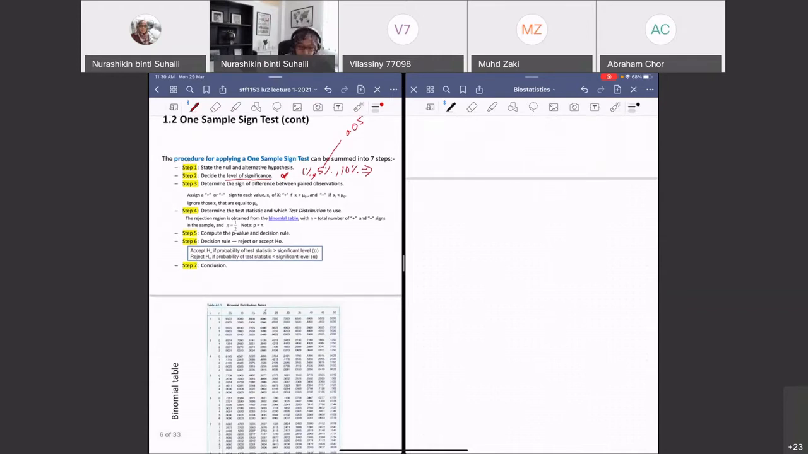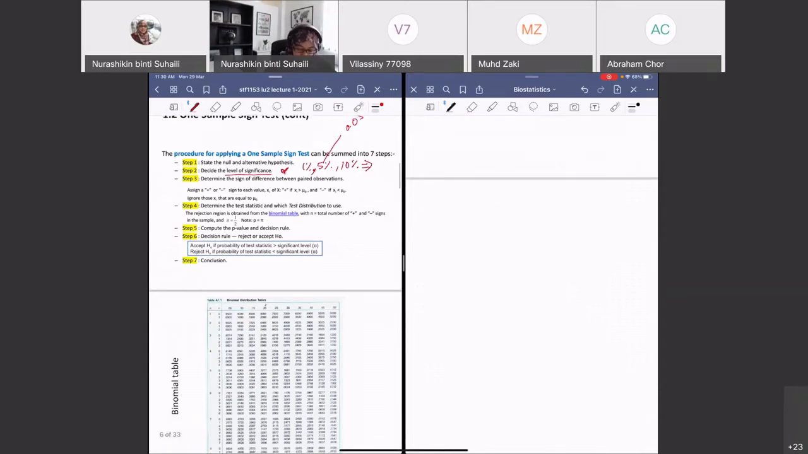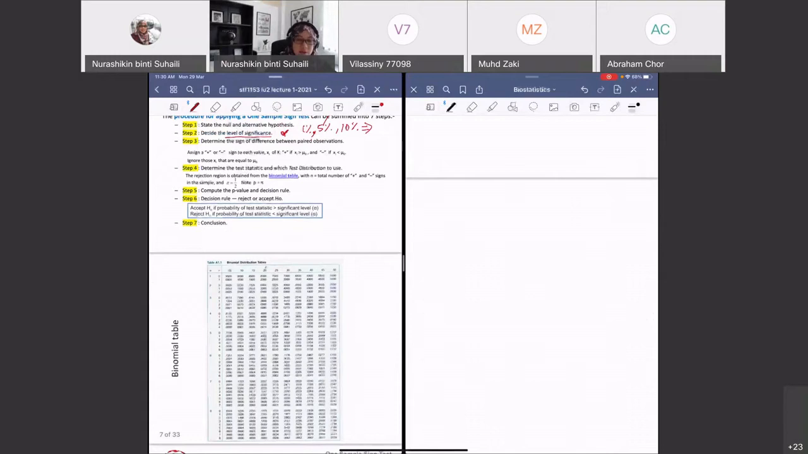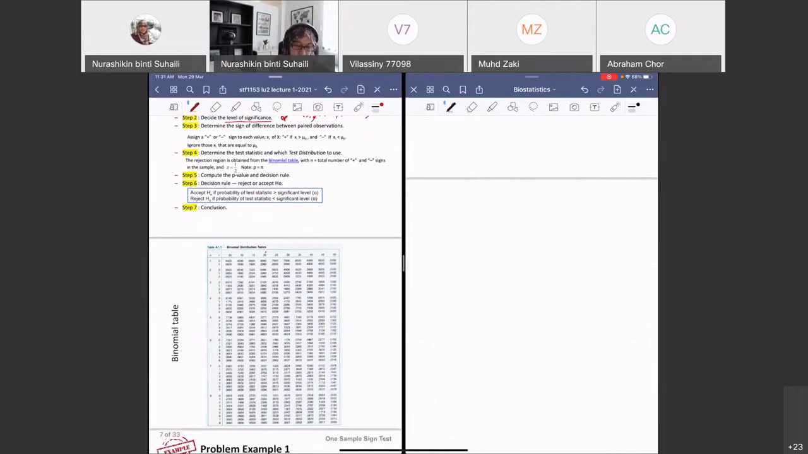And then step 4, determine the test statistic and which test distribution to use. This is where you have to calculate a few things, whereby you have to calculate the rejection region or the probability. What is meant by that? I'll go into that later. But basically, you have to refer to the binomial table.